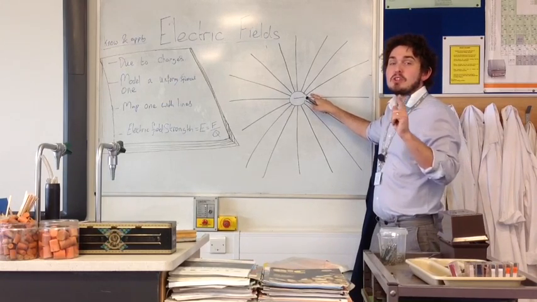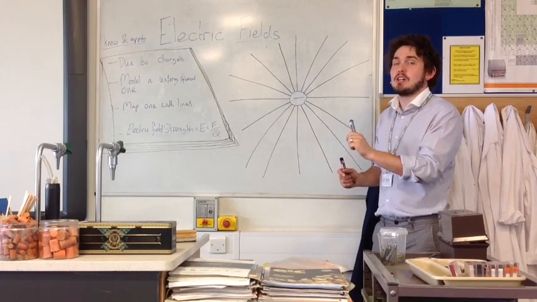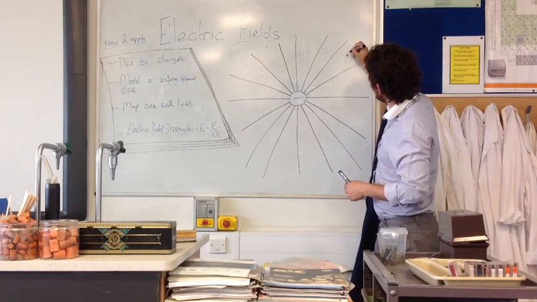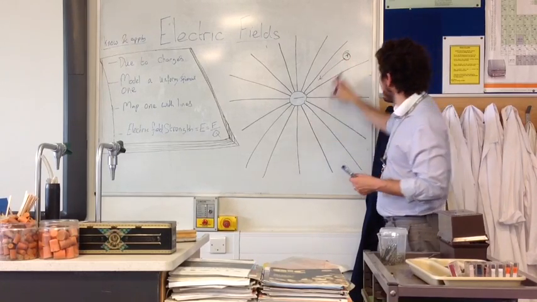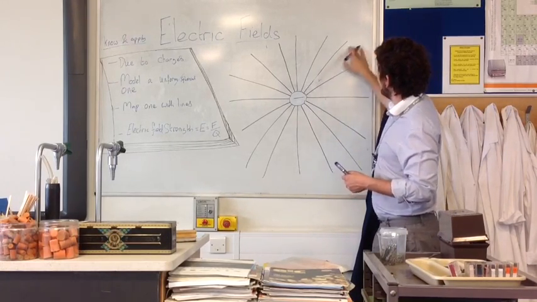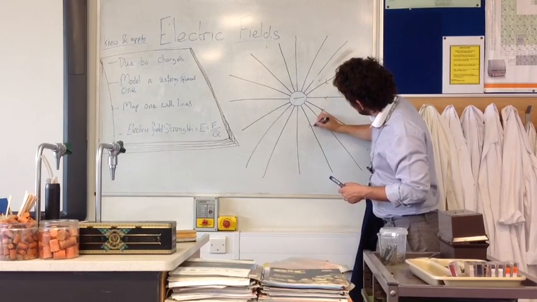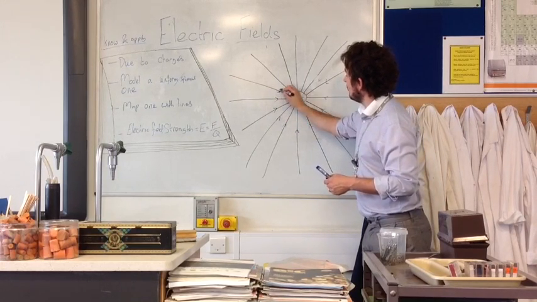And when we come to the convention of drawing arrows on our field lines, it is how would a positive charge behave in a field. So all of these, if I put a positive charge in here, it will be drawn in because opposites attract. So we're going to put all of our lines with an arrow pointing in to the theoretical centre of our charge.